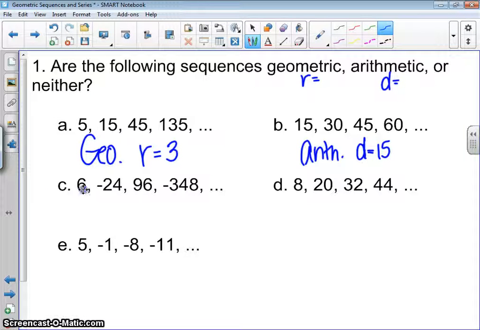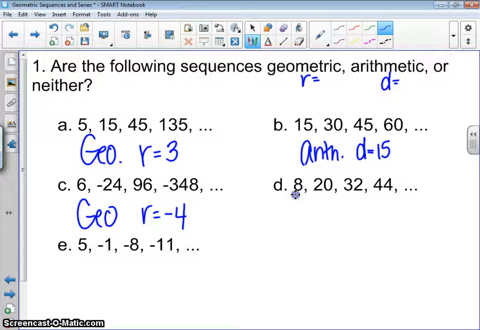Now, part C, you can see that the terms have alternating signs, and most of the time when that happens, that's going to indicate that your sequence or series is geometric, because you would be multiplying by a negative number. But let's just make sure that that's right. I would need to multiply by negative 4 to get to 20 or negative 24. And then 24 times negative 4 would give me 96. Then 96 times negative 4 would give me 348. So this is geometric, and my r value is negative 4.